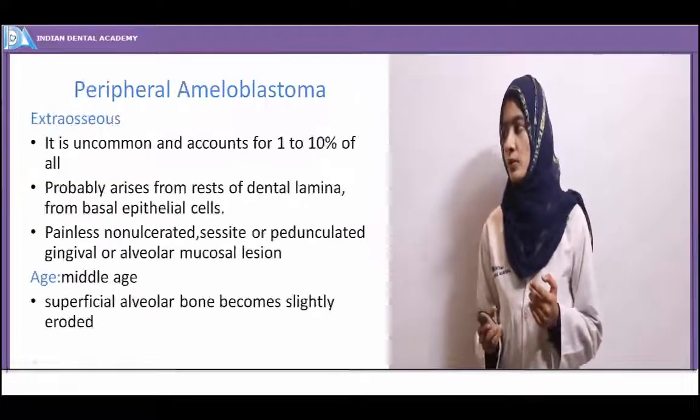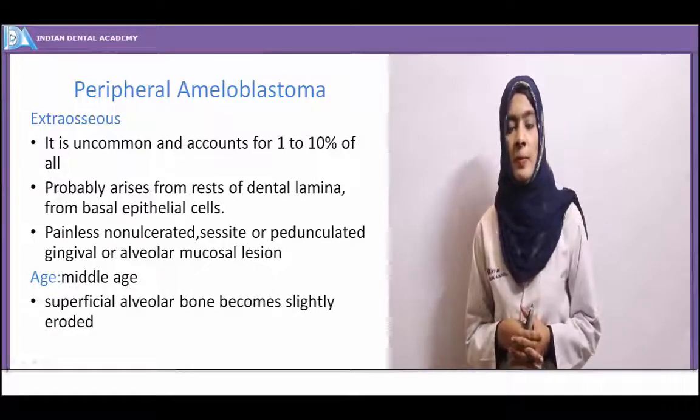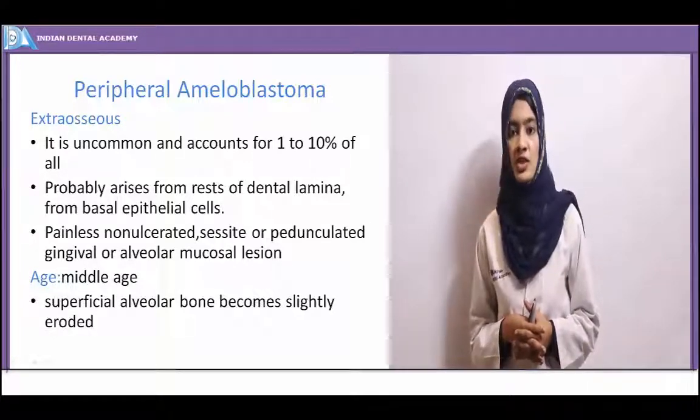Now we'll see the peripheral ameloblastoma. Peripheral ameloblastoma is also known as the extraosseous ameloblastoma.